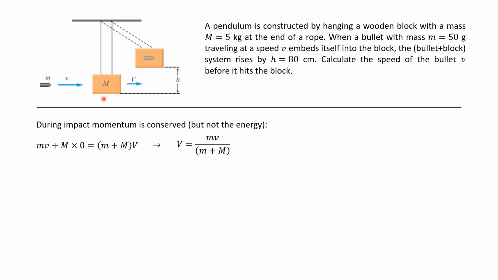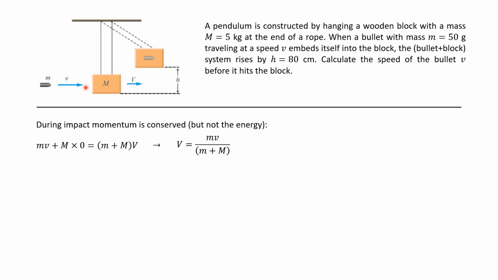After the collision, the bullet gets embedded into the block, and they together start moving with a combined velocity of V. So momentum is going to be their combined mass times velocity. From here we can deduce that velocity V is equal to small m times v divided by m plus capital M, right? So keep in mind here, momentum is conserved, but energy is not necessarily conserved.